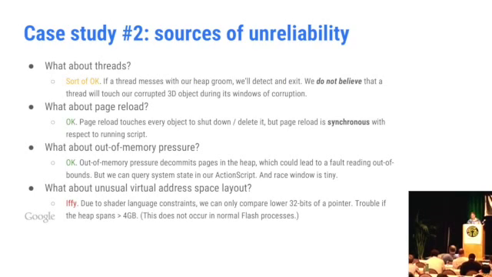So there are some common sources of unreliability you should always be asking yourself about when you're doing an exploit. The first one you should ask is, what about threads? Threads are a giant pain in the ass. They're asynchronous, they're hard to understand, they're hard to reason about. So what about the exploit that I demoed just now versus threads? I'm grading myself here yellow, sort of okay.